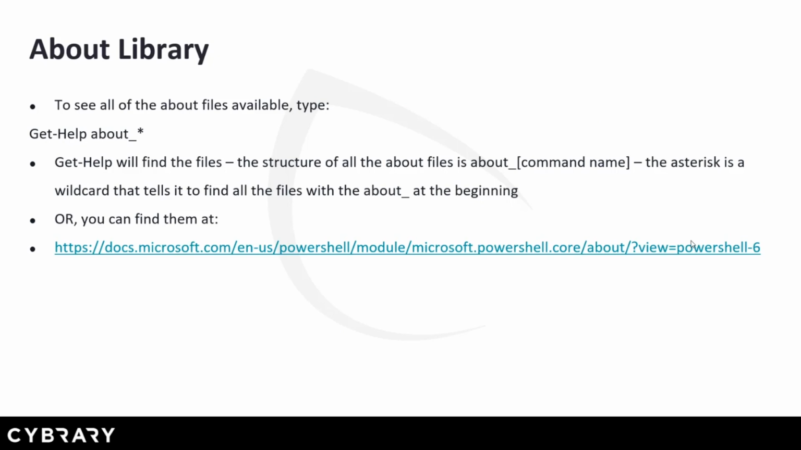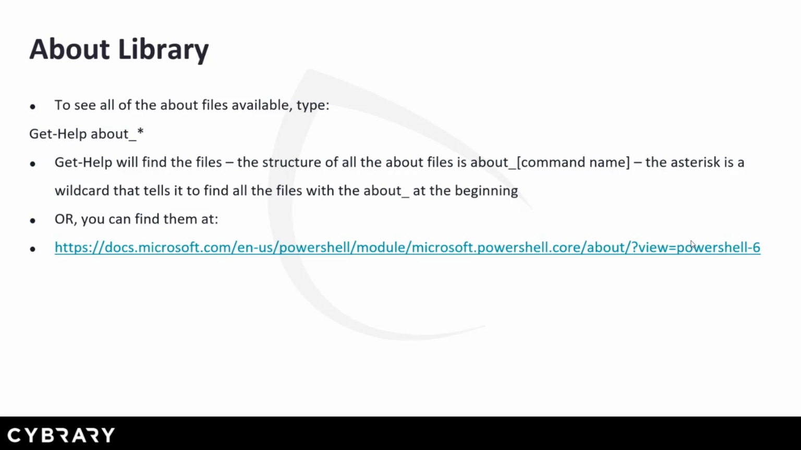Now, if you want to see all of the About files that are available, you can type get-help space about_ and wildcard. This will find all of the About files by using about_ and a wildcard to find any files that start with about_. Now remember, all those files for the About file start about_.